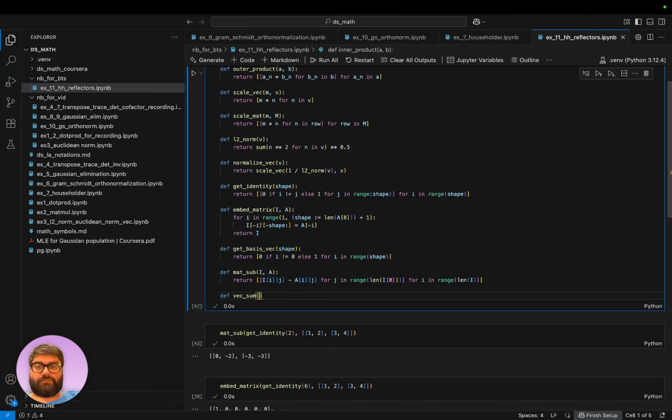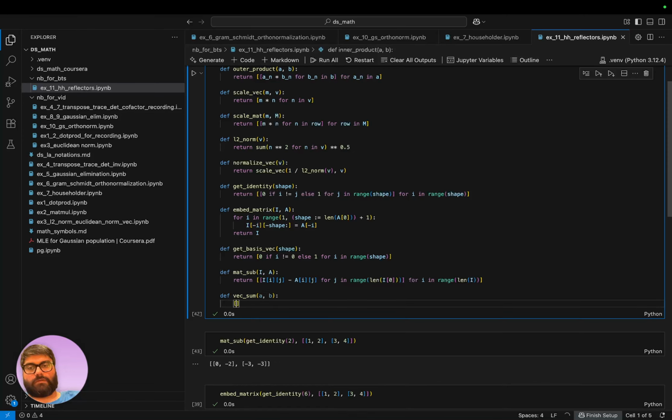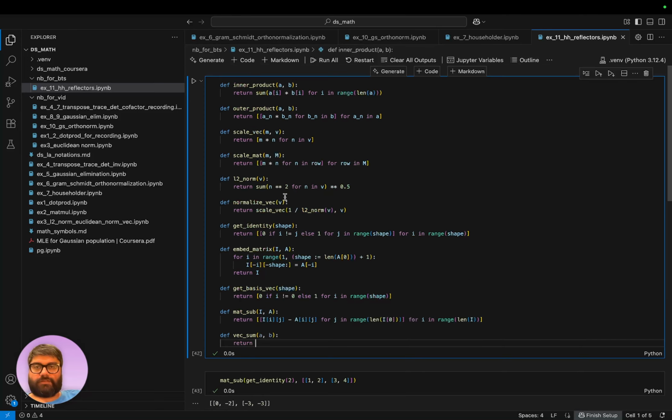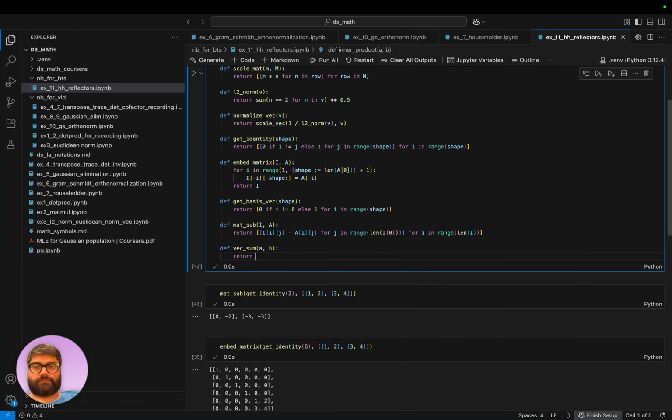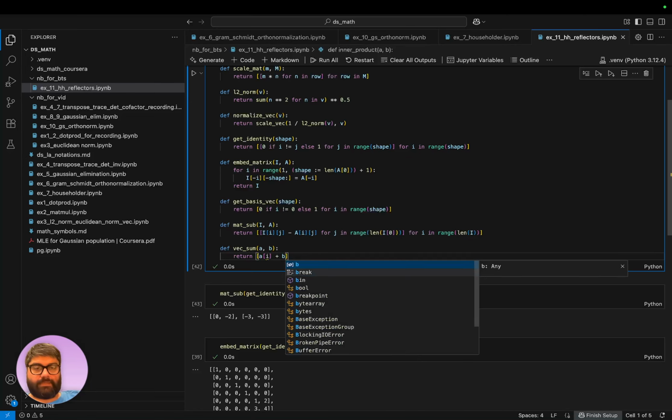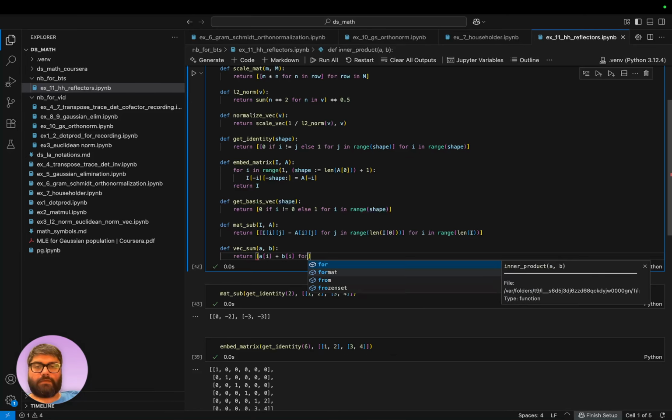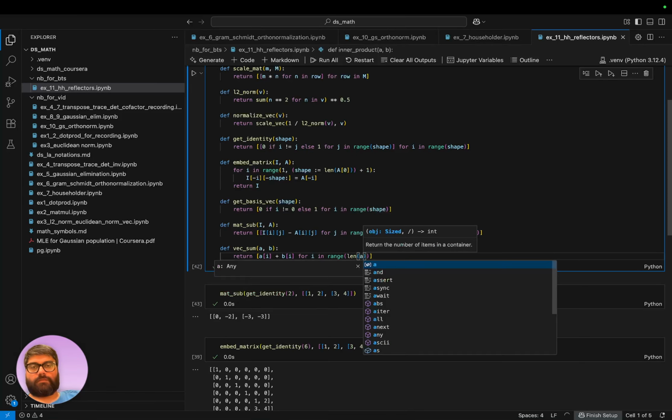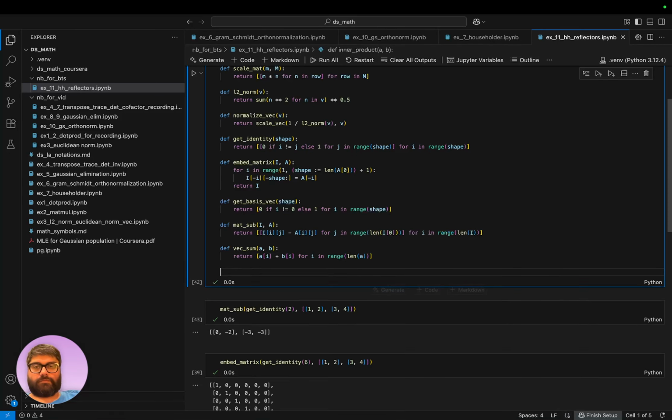So, vec sum a comma b colon return. Make sure I'm returning in everything. Yes, I am. Return a I plus b I for I in range, and there you go. I'm not even gonna test that out. That's pretty basic.